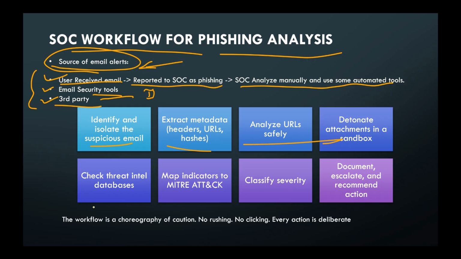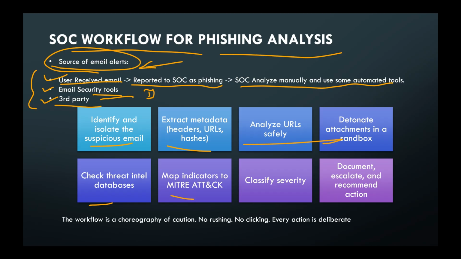Then step number five, check threat intel. So we check the indicators, URLs, domains, hashes against threat intel feeds like AlienVault, MISP, Talos, maybe someone already reported it, so we can check in the database. Then map to MITRE ATT&CK. If it is malicious, we map the behavior to the MITRE ATT&CK framework. Was it credential harvesting, malware delivery, data exfiltration? MITRE helps us translate that.